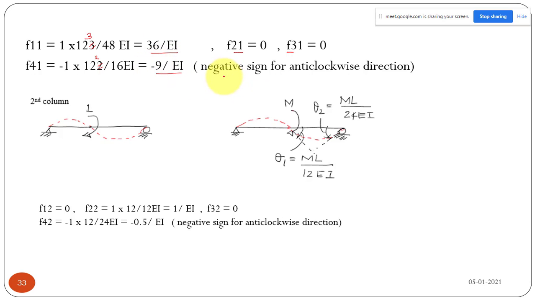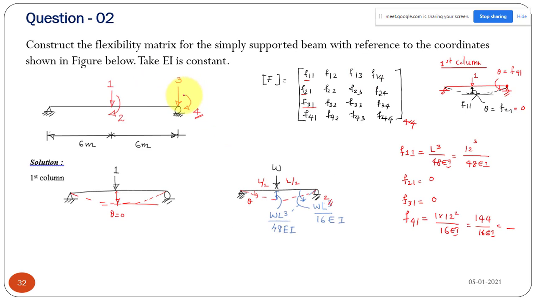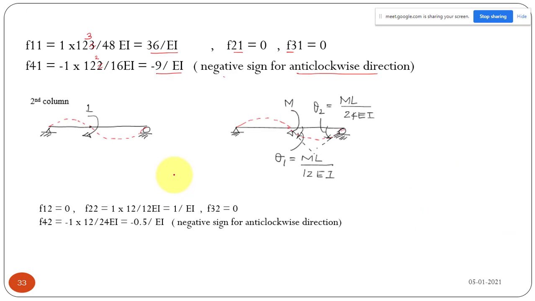The negative sign is for anti-clockwise rotation. Because this is a clockwise rotation, but due to this loading, the rotation will be in the anti-clockwise direction from the horizontal. It is anti-clockwise, so that is why we have to keep a negative sign. That is why this element will be minus 9 by EI. So now we got the first column.